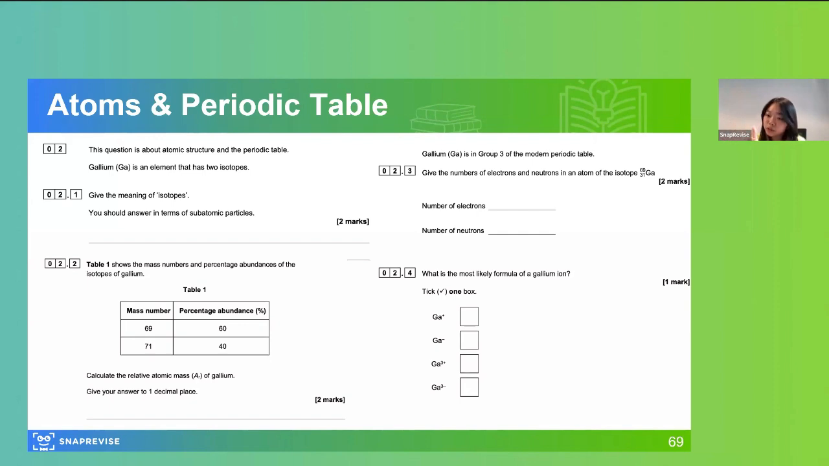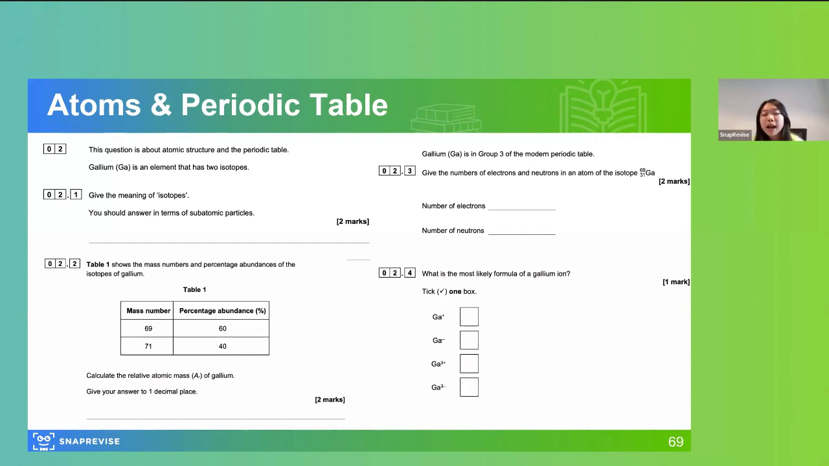Now we need to figure out the number of neutrons. We have 69 as a mass number, and 69 is the number of protons and neutrons. We know that the number of protons is 31. So to figure out the number of neutrons, we simply do 69 minus 31, which should give you 38. That's the number of neutrons.